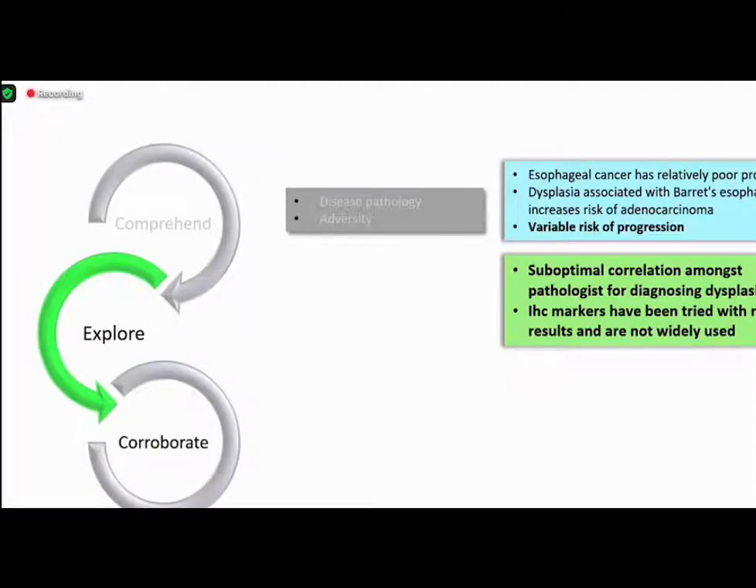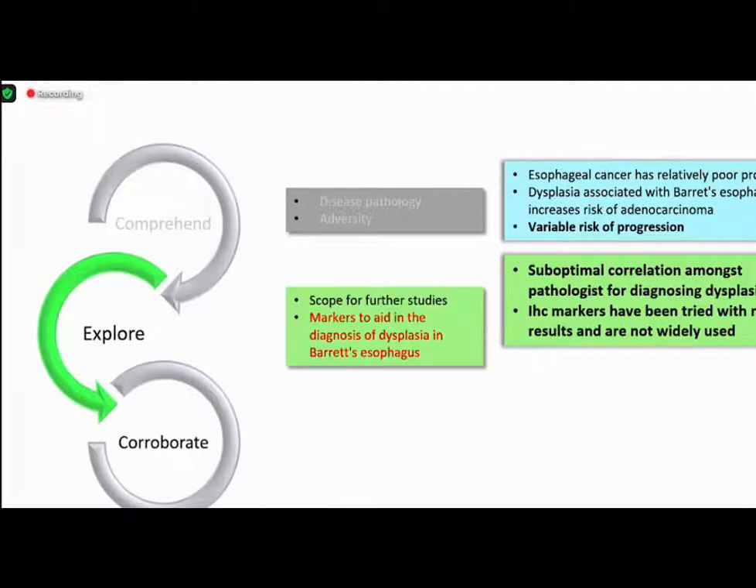So we can say from this literature review that perhaps we are building a case for exploring scope for further studies. We have found that there is suboptimal correlation amongst pathologists for diagnosing dysplasia in Barrett's esophagus, and IHC markers, which have been tried, have mixed results, are not standardized, and are not widely used. So we can say that there is scope for further studies. And this brought us to our question: perhaps we can try to find some markers which would help us in the diagnosis of dysplasia in Barrett's esophagus.